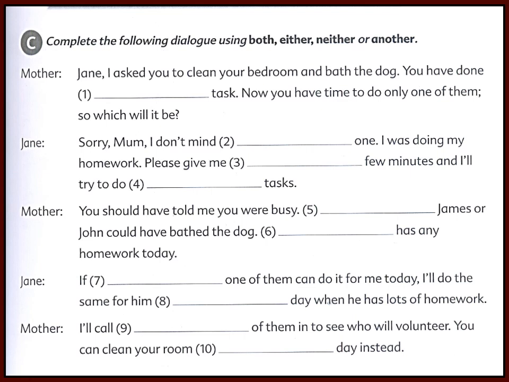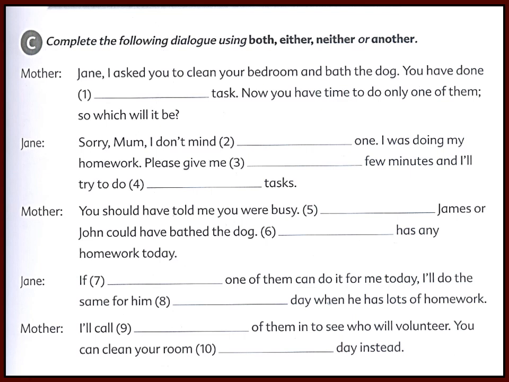C. Complete the following dialogues using both, either, neither, or another. Now these are dialogues here. Jane, I asked you to clean your bedroom and bathe the dog. You have done dash task. Now in this sentence there are two tasks mother has given to Jane, right? Two tasks, and the blank part is saying you have done dash task.